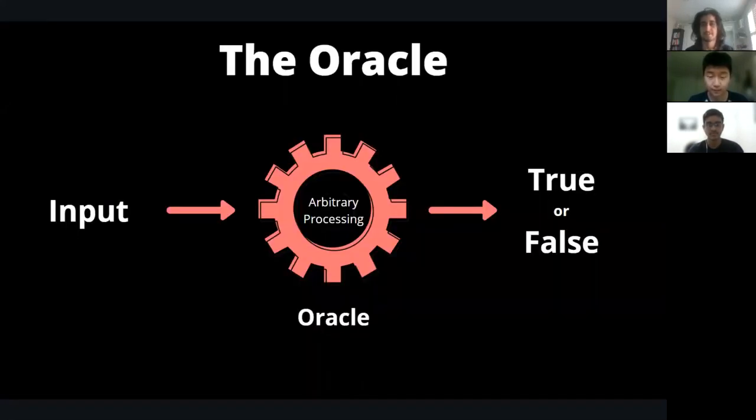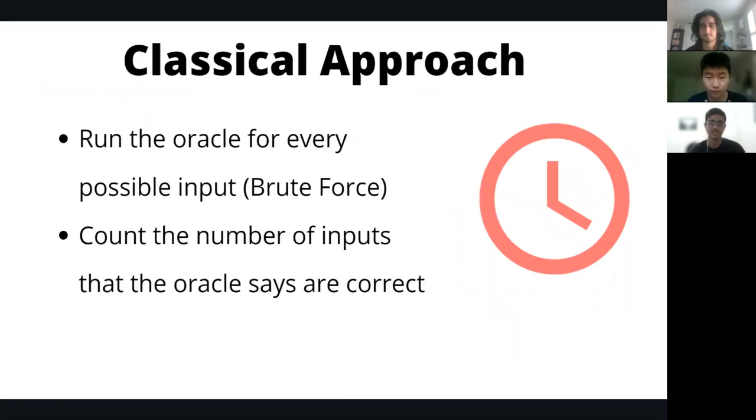First, we need to define the problem explicitly. The oracle is a function that tells us if an input is correct or not. This is a specific function we're trying to find the number of solutions to. The classical approach to this problem would be to run the oracle for every input and record the inputs that the oracle says are correct.